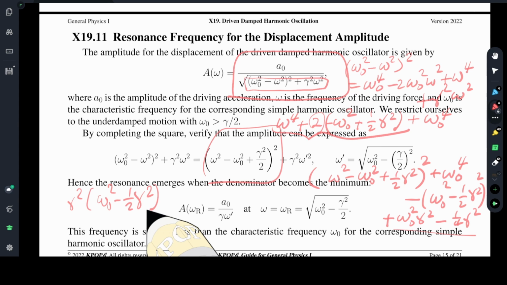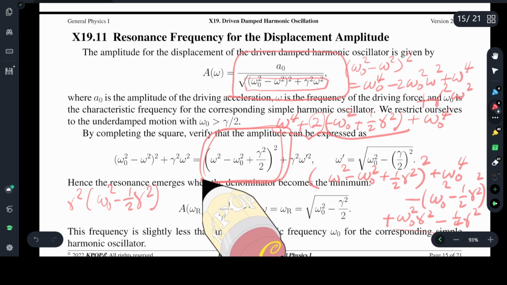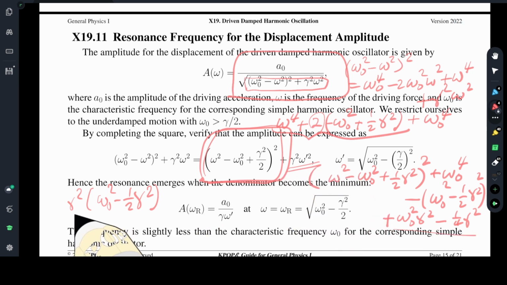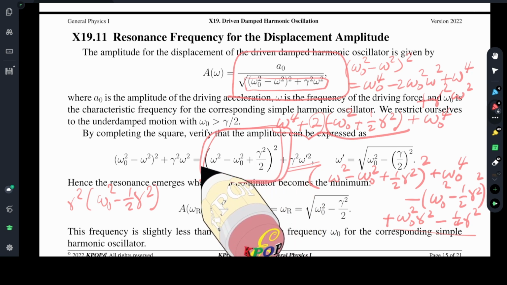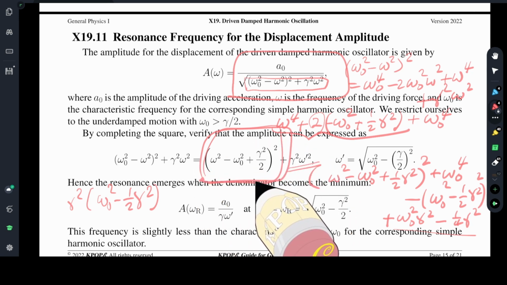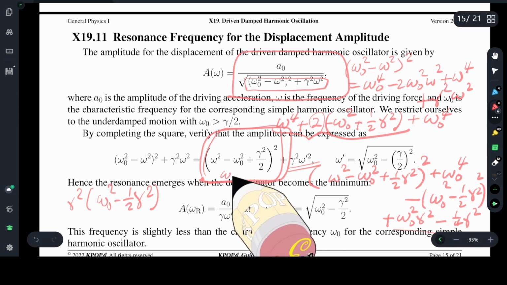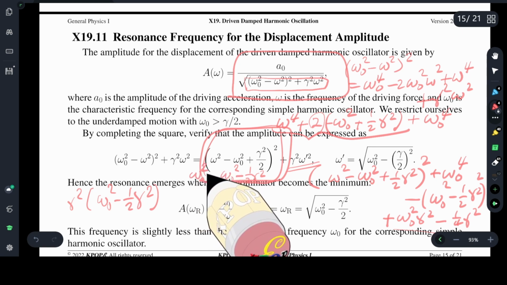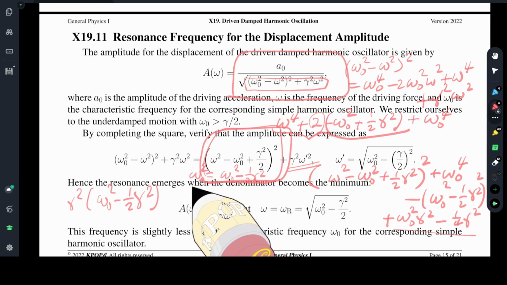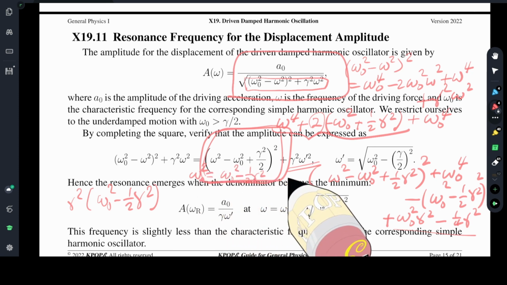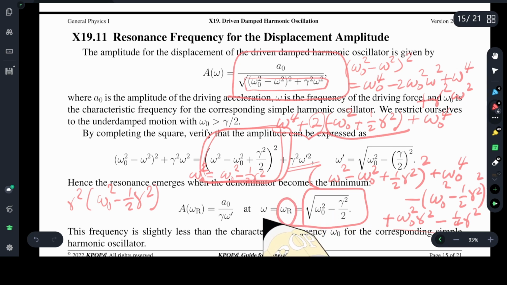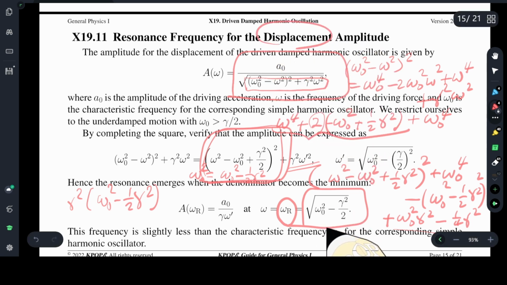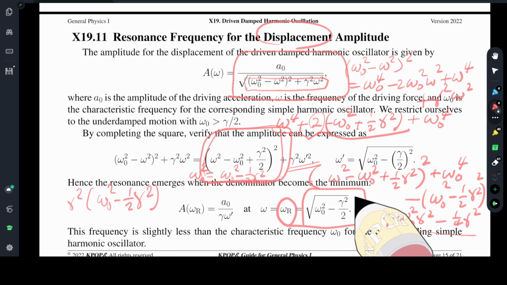So this value vanishes exactly. This is the complete omega dependence, and this other term is independent of omega. It depends only on gamma and omega 0. So the value at which this vanishes is the resonance frequency, where omega squared equals omega 0 squared minus 1/2 gamma squared. Because omega is positive definite, we can take the square root to find the resonance frequency: the driving frequency that maximizes the displacement is the square root of omega 0 squared minus 1/2 gamma squared.